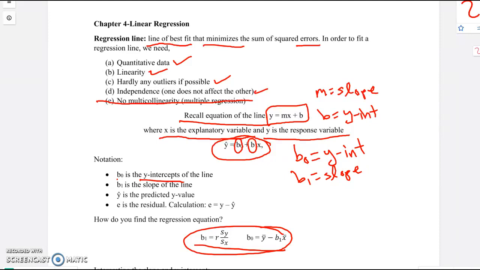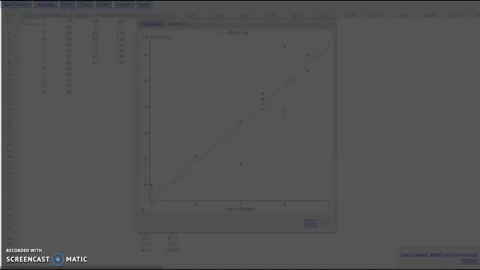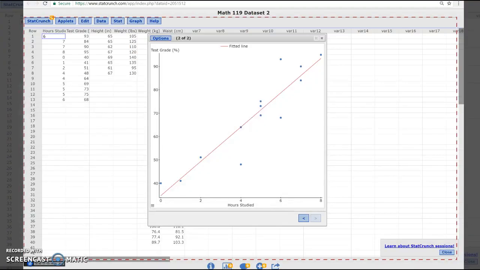Okay. Now, what is this? What the heck is this? This is what we call y hat. Now, y hat is the predicted y value. So let me go back. Let's say we had this point. So this says if I study for 0 hours, that corresponds with a test grade of 40%. That's basically what this says.